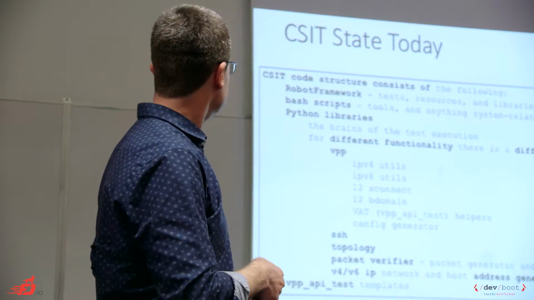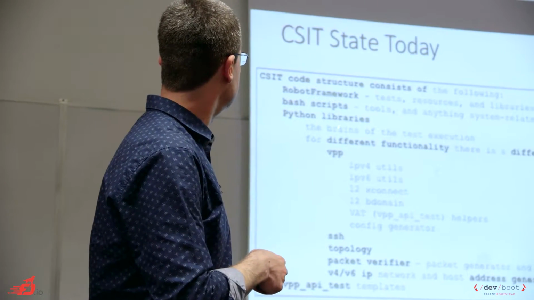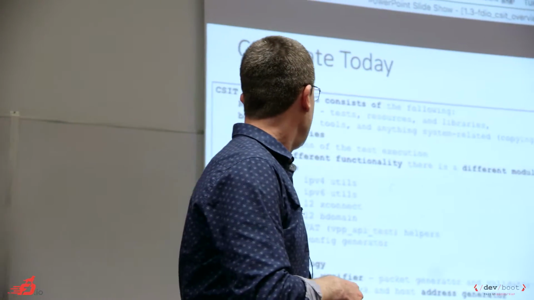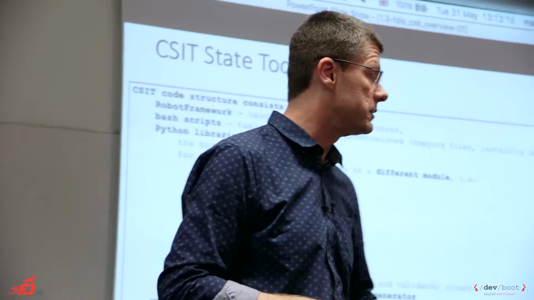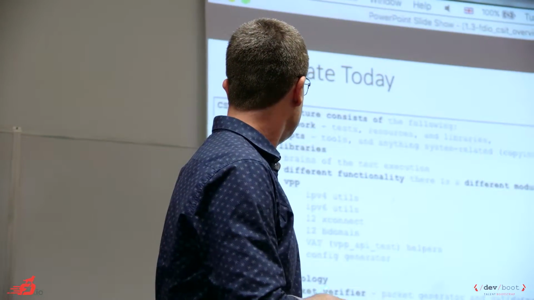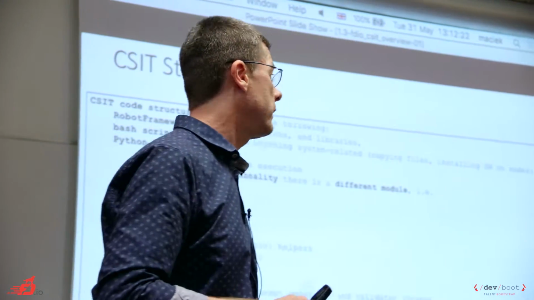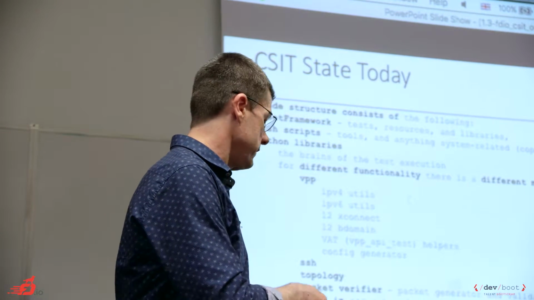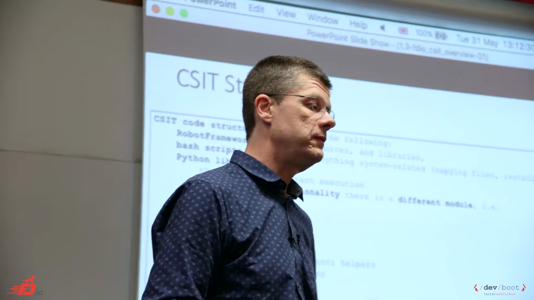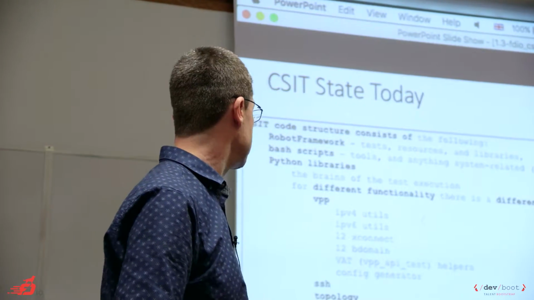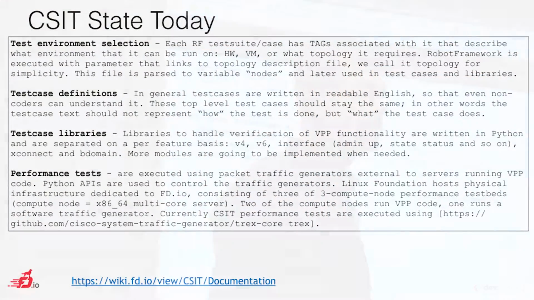And it works. And then there are Python libraries that are used to define the Robot keywords, and they are split across multiple types of programming: the V4, V6, L2 functionality in VPP. They're also responsible for automating topology creation and topology feedback and integration with Robot Framework, as well as driving the packet verifier. We're using Python Scapy for functional tests, and we're using different generators, currently T-Rex for performance testing.